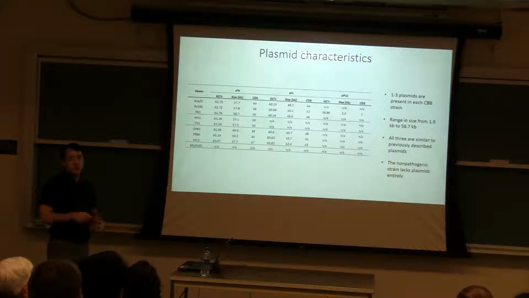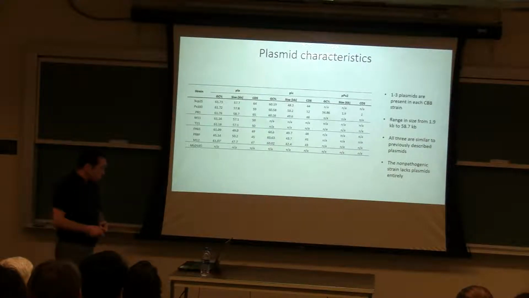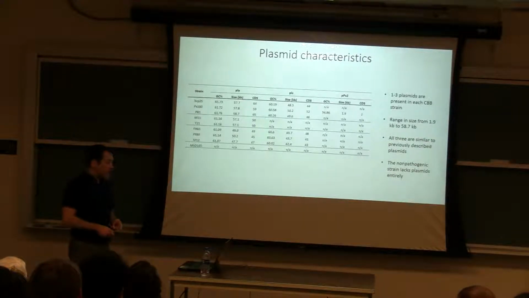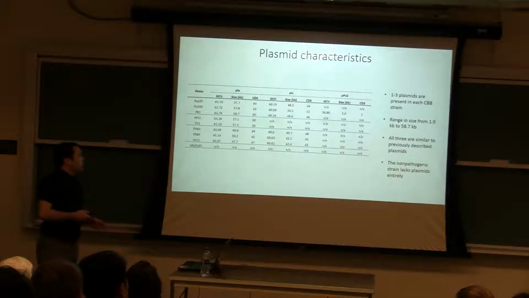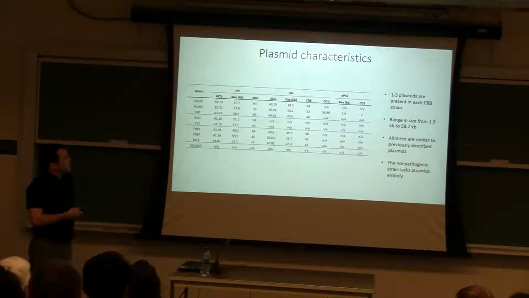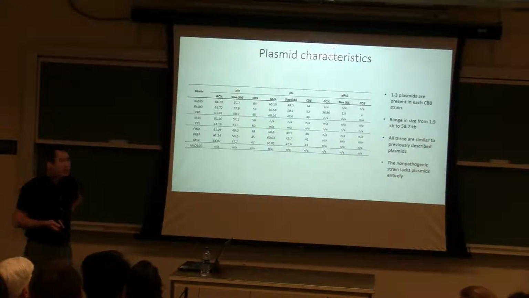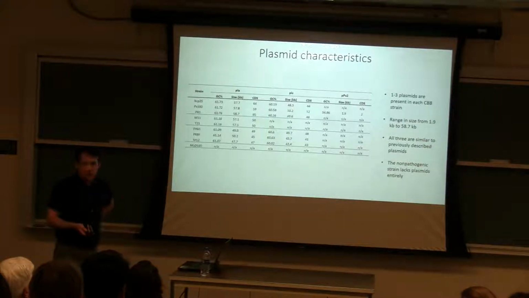Okay, so let's talk about the plasmids, right? So there's 1 to 3 plasmids in each of these strains. They range in size from 1.9 kb to almost 60 kb, right? And they're all similar to previously described plasmids. And the non-pathogenic strain, again, lacks plasmids entirely, right?